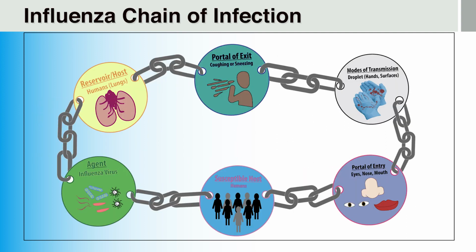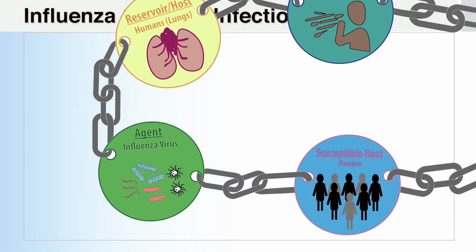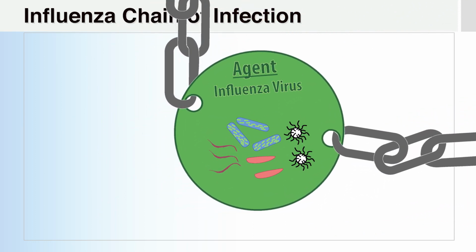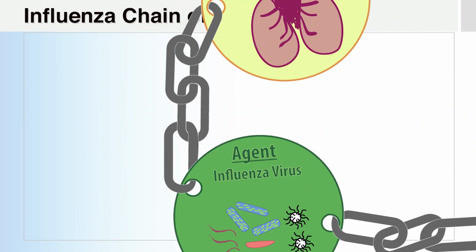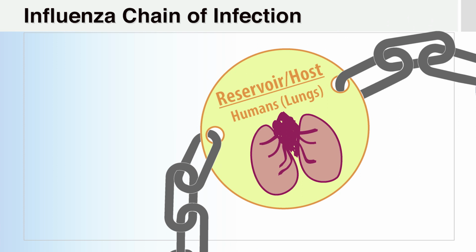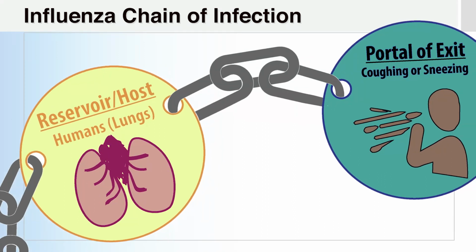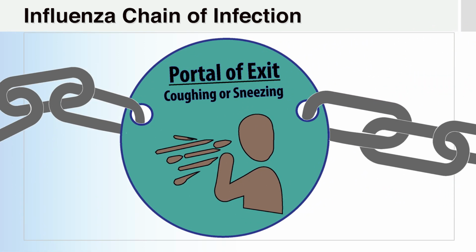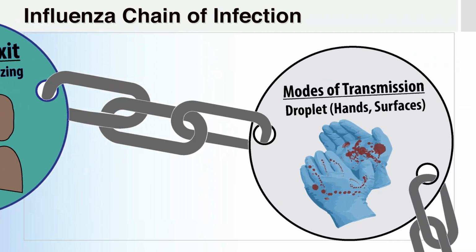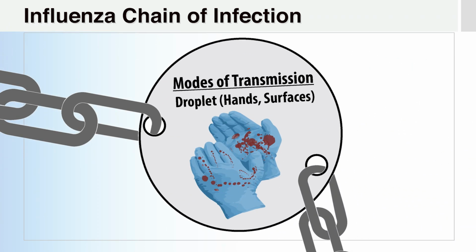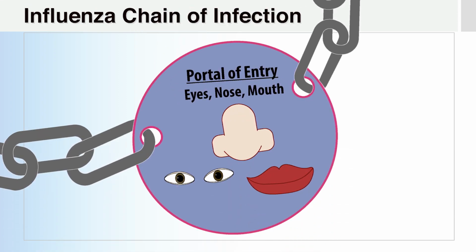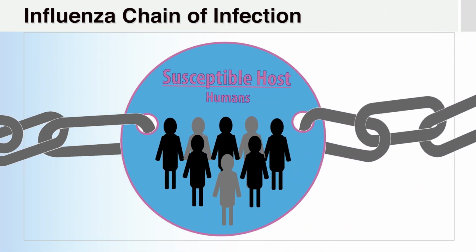The spread of the influenza virus from one person to another is an example of the chain of infection in action. Influenza transmission occurs when the influenza virus, the infectious agent, lives and grows in a person's lungs and air passages. This person is also called the reservoir. The virus exits the respiratory tract, the portal of exit, through coughing or sneezing and travels via droplet transmission through the air. Contact transmission then occurs via hands or touching contaminated surfaces to a susceptible host.